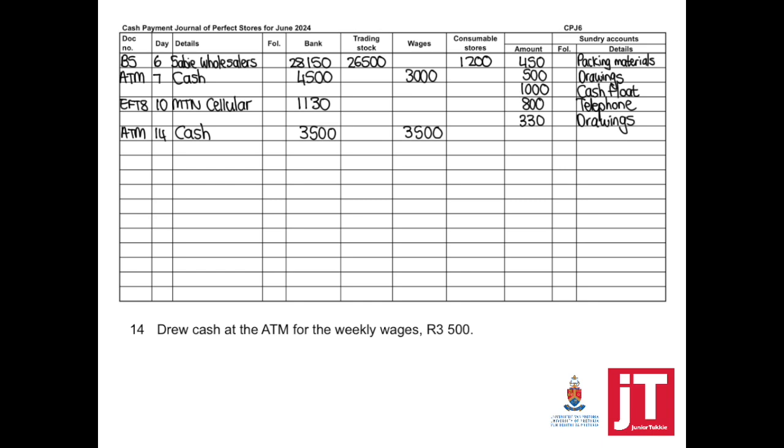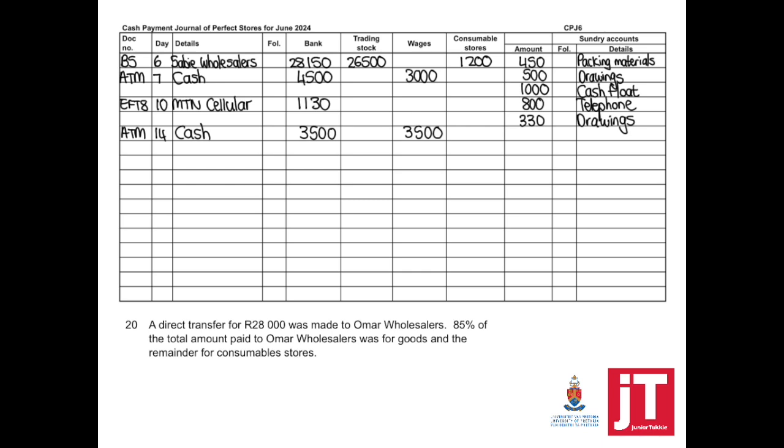2 entries. On day 20, a direct transfer for 28,000 was made to Oma wholesalers. 85% of the total amount was for goods and the remainder consumables. This means that our source document is going to be bank statement because a direct transfer was made. On day 20, we paid 28,000 times 85% was for goods. Goods is always shown as trading stock.